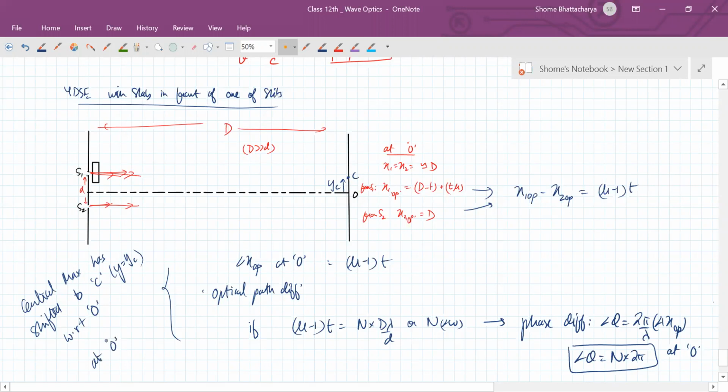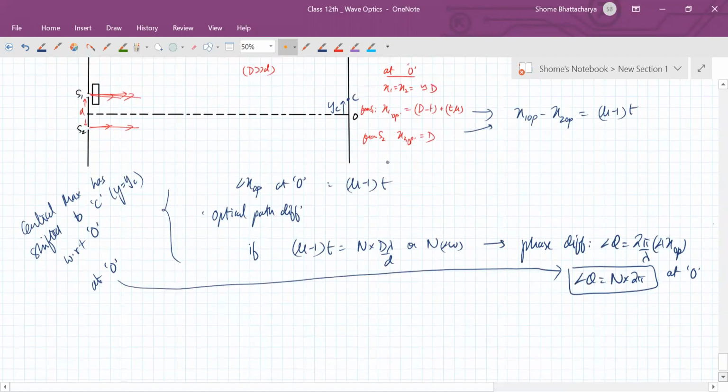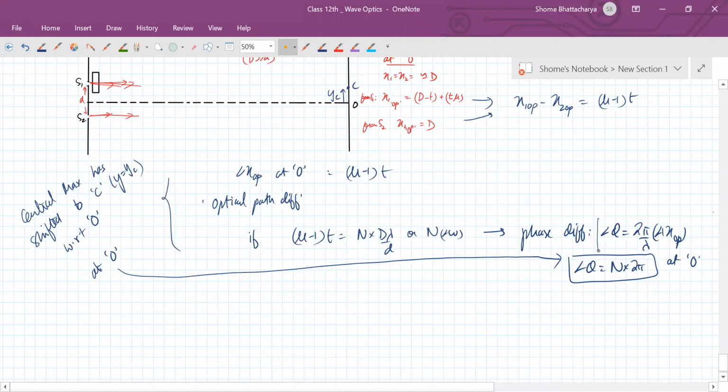And at O, we have the phase difference of this much. So that is what's happening at the central position. At the symmetry position O, there's no longer the central maxima. In fact, there's a phase difference of this much, where that delta x optical is mu minus 1 into the thickness. But at the same time, at the central maxima C, what is happening? My phase difference should be 0.